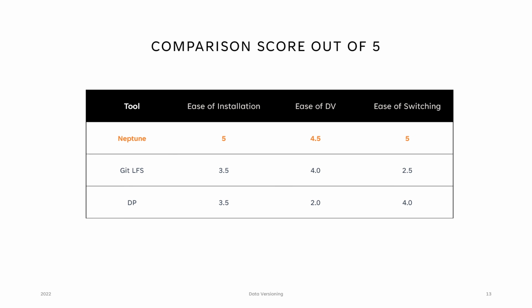Here is the comparison table of all the tools that we used in terms of the ease of installation, the ease of the data versioning process, and the ease of switching. We rated each tool out of 5 in different sections. And as you can see, Neptune stands out of all the tools that we used to be the most convenient and efficient data versioning tool.